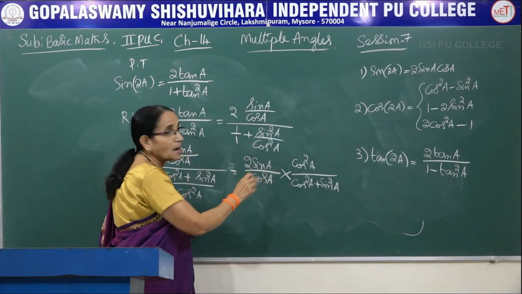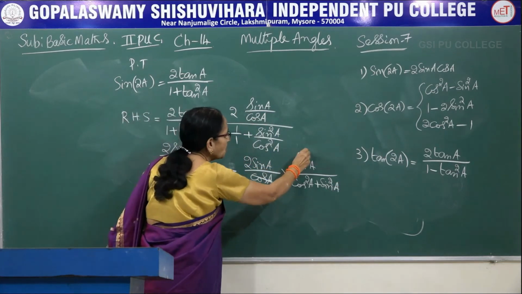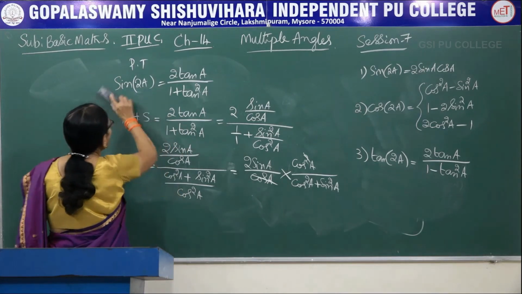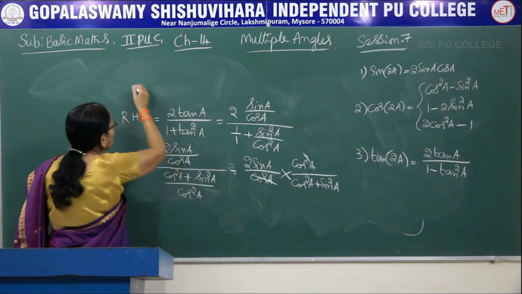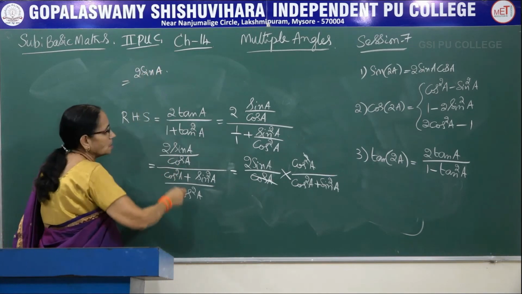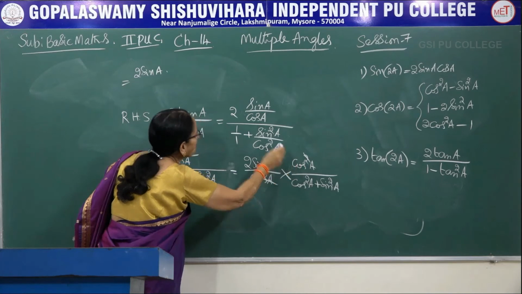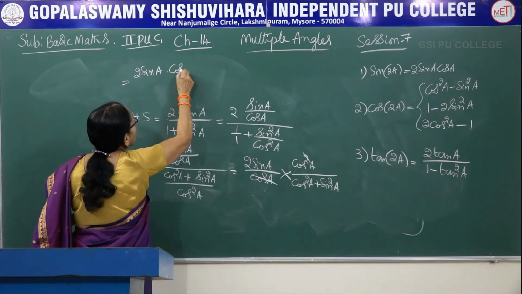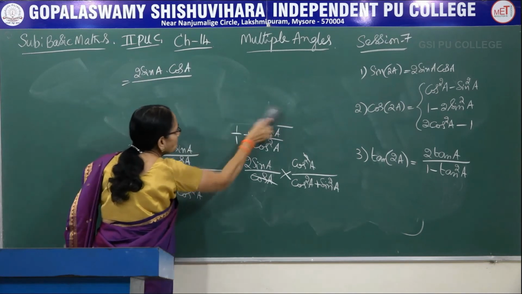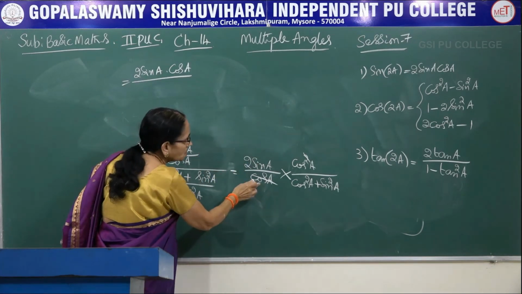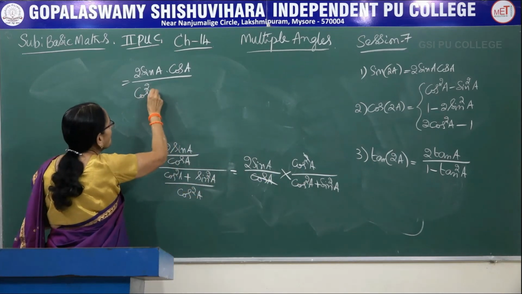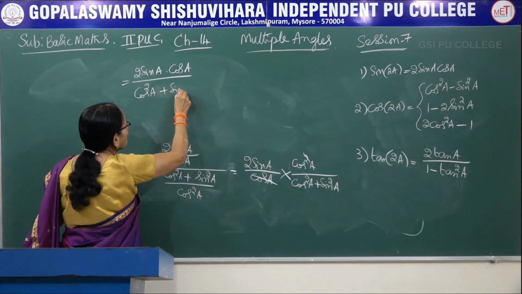Now you can clearly understand 1 cos a can be cancelled here. Now what is remaining? We'll be having only 2 times sin a. 1 cos a I have cancelled, the other cos a is remaining, divided by, now let's see what is in the denominator. This has been cancelled, so we are having cos square A plus sin square A.